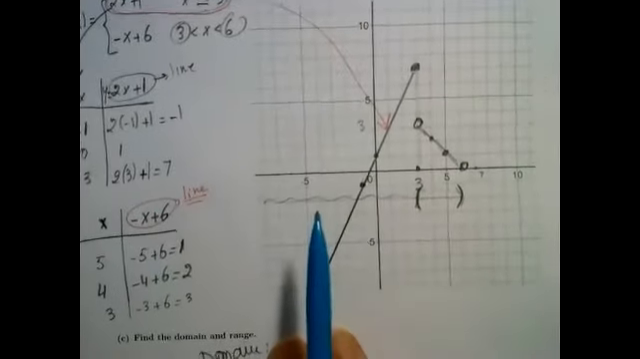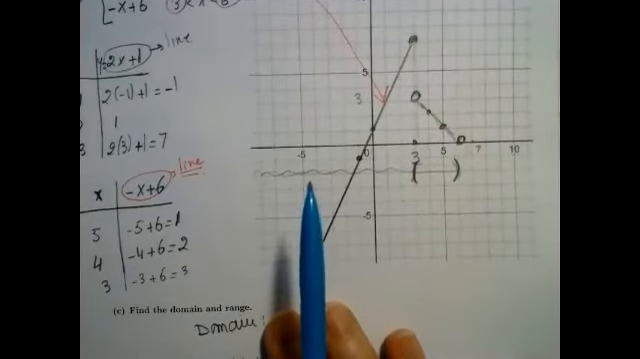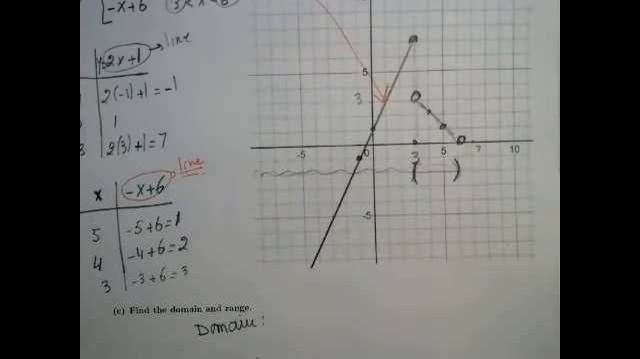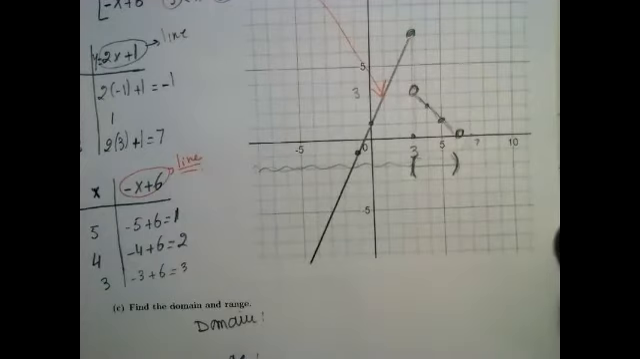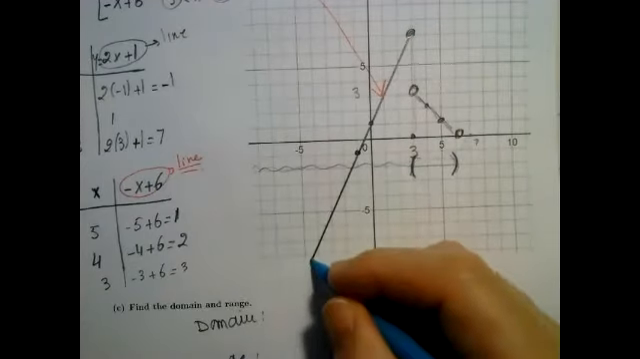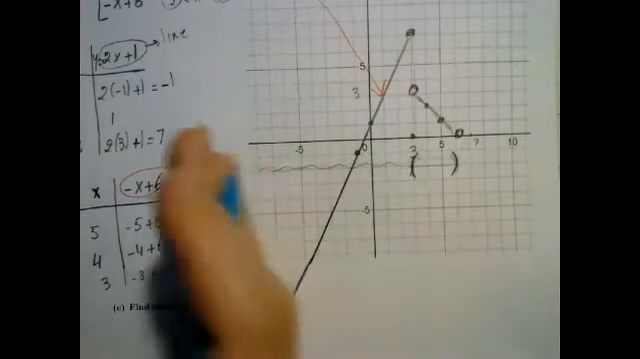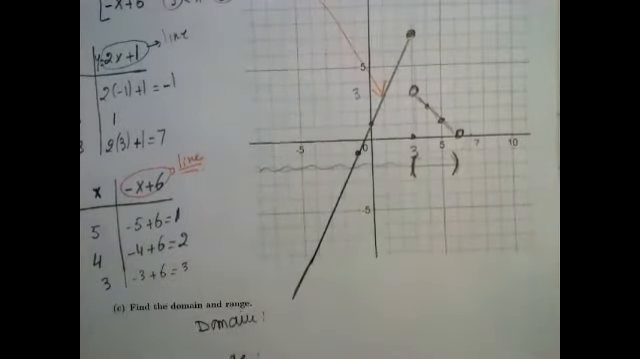So is 8 in the domain? No. Is 5 in the domain? Yes. Is 3 in the domain? Yes. Give me the domain. Would it be from both lines, or just from the second one? Everything you see. All of it. That's the graph. Everything you see.